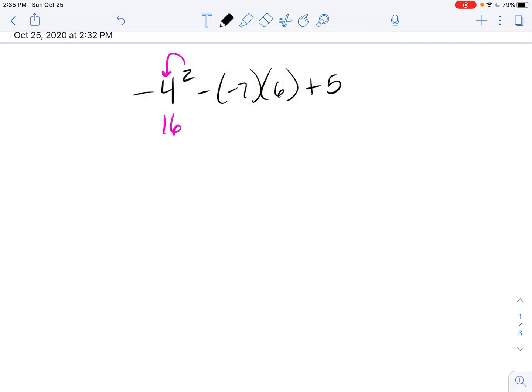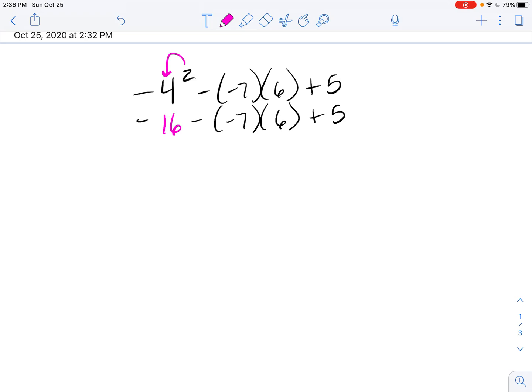And then I'm going to take the opposite of that. And then I'm just going to rewrite everything else. Always bring everything else down. So now exponents are gone. I can go through and multiply and divide. So I have the minus or -16 minus -7 times 6.